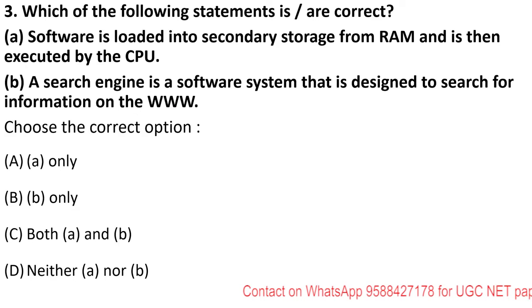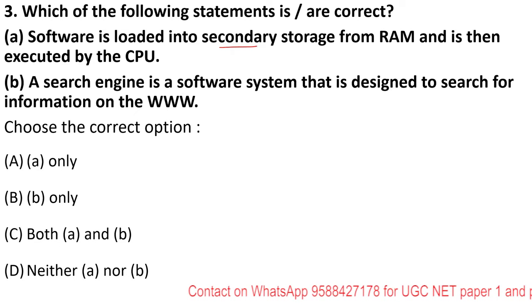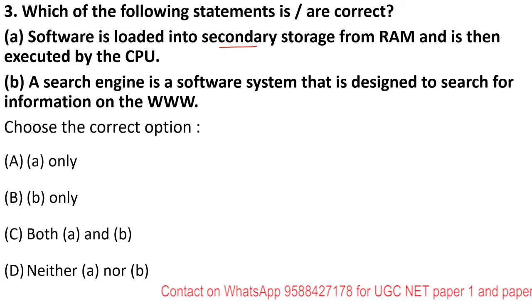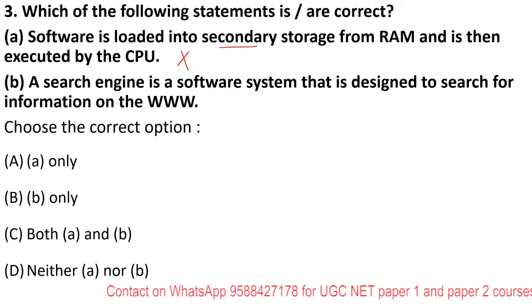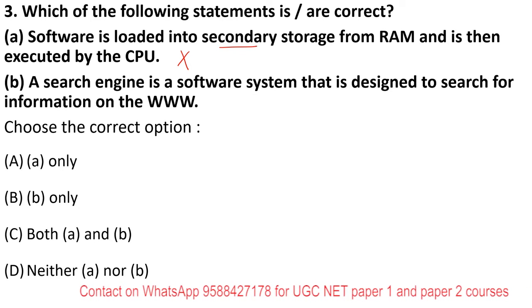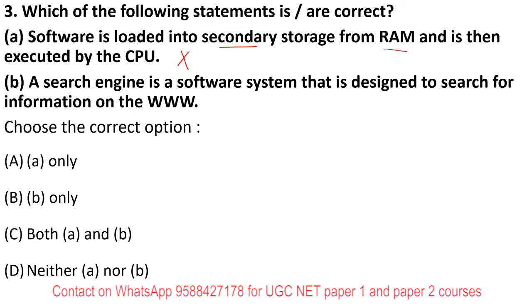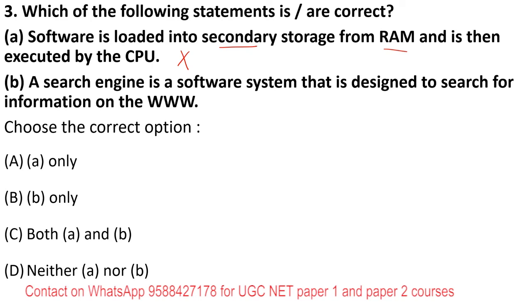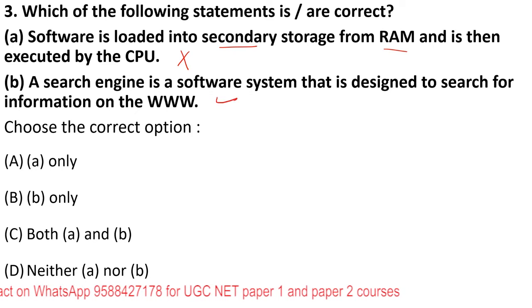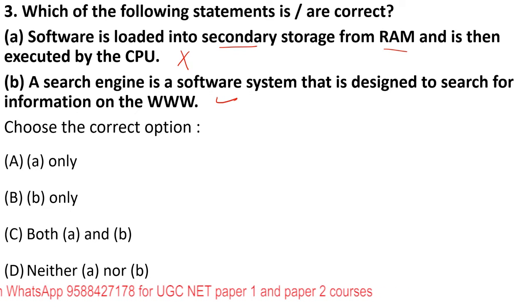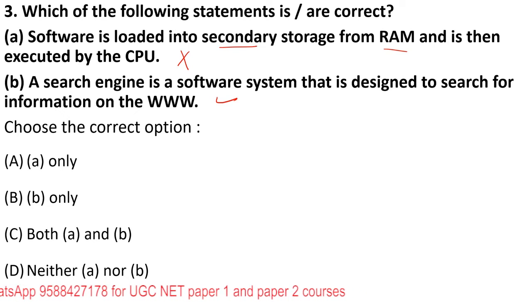Which of the following statements is correct? Software is loaded into secondary storage. Secondary storage means like your CDs or DVDs. So this statement is absolutely wrong. Software is not loaded into secondary storage from RAM and then executed by a CPU. No, it is loaded into RAM, which is random access memory. The second statement says a search engine is software that is designed to search for information on the World Wide Web. This is absolutely right because there are so many famous search engines like Google or Yahoo or Bing. All these help you to search for any kind of information or data that you want on the internet. So only option B is right.